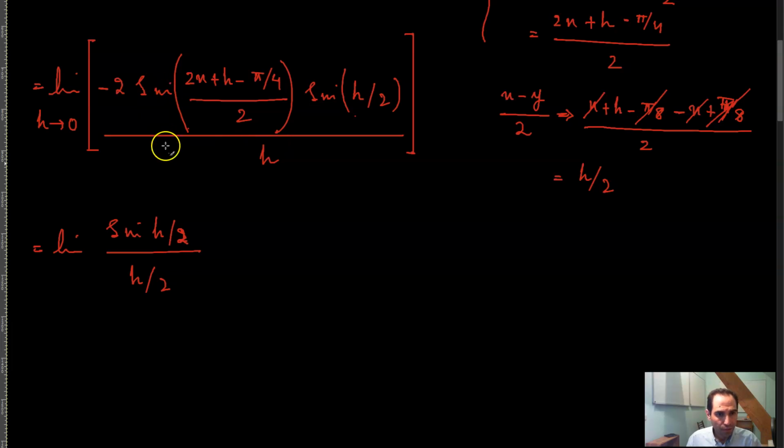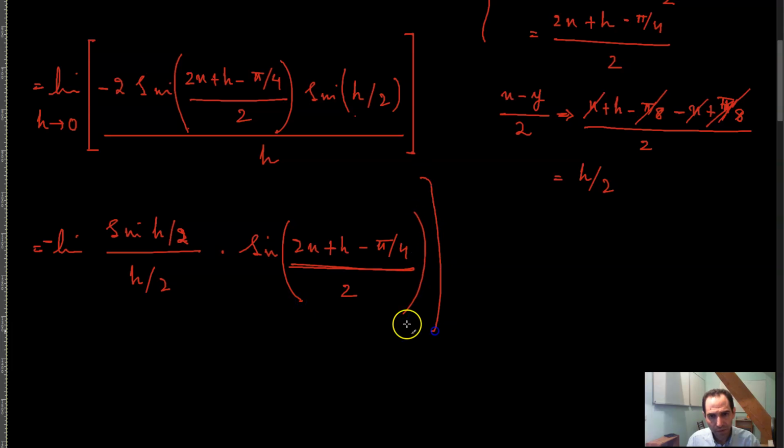And so then you have a negative sign over here. You can write the negative sign outside of the limit. And then over here, you can write basically the sine of 2x plus h minus pi by 4, divide that by 2. And take the limit of that as h tends to 0.